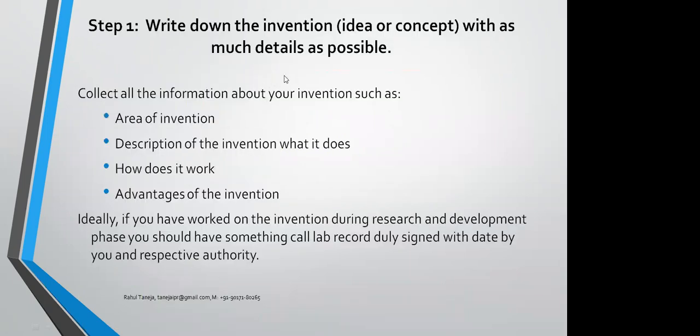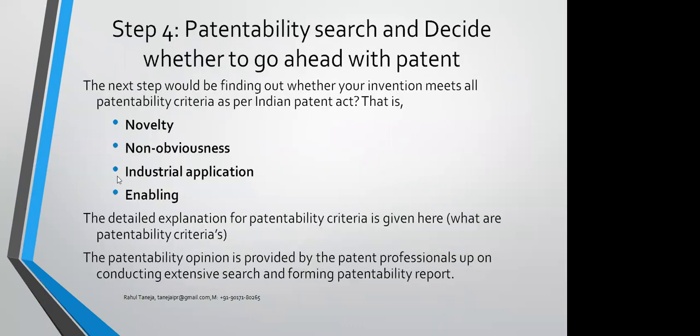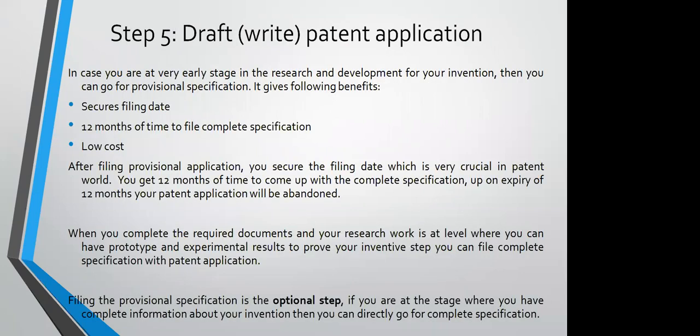What is the information required for the filing of the patent application? You have to collect all the information related to your invention, like area of the invention, description of the invention, how does it work, advantage of the invention, and all the drawings. Check whether the invention is patentable or not. You have to check the novelty concept, innovativeness concept, industrial applicability concepts. You have to cover all the section 3, understand all the section 3 of the Indian Patent Act.